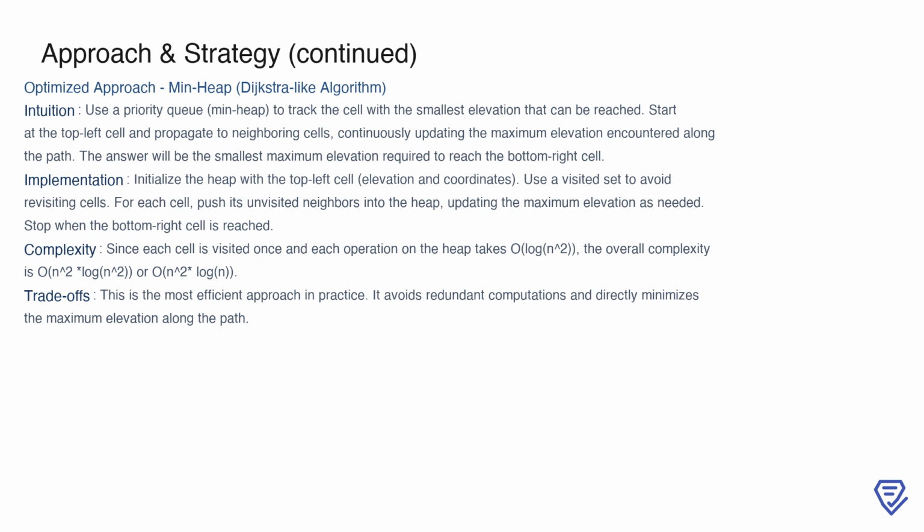To implement this, we initialize the heap with the elevation and coordinates of the top left cell and use a visited set to prevent revisits. At each step, we push the unvisited neighbors of the current cell into the heap, updating the maximum elevation as necessary. The process stops as soon as we reach the bottom right cell. This approach is highly efficient, with a complexity of n squared * log n, since each cell is visited only once, and heap operations are logarithmic in size. By avoiding redundant calculations, this method is both practical and optimal.